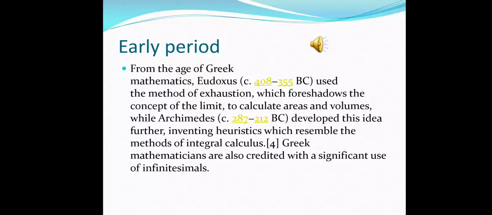Here we go with the stages of development of calculus. Early period. From the age of Greek mathematics, Eudoxus used the method of exhaustion, which foreshadows the concept of limit, to calculate areas and volumes, while Archimedes developed this idea further, inventing heuristics, which resemble the method of integral calculus. Greek mathematicians are also credited with significant use of infinitesimals.